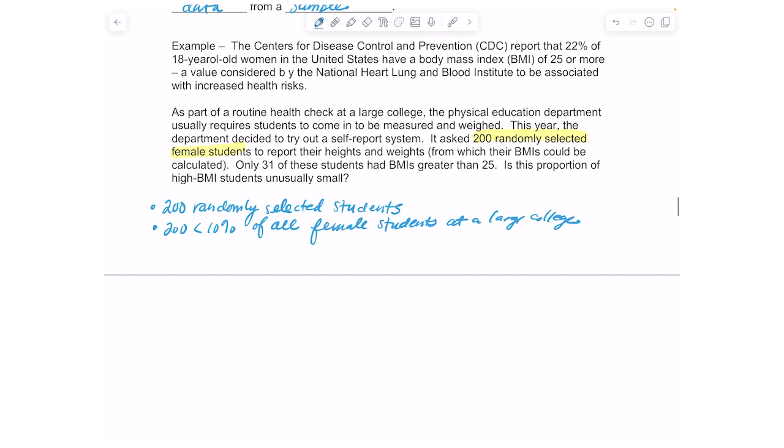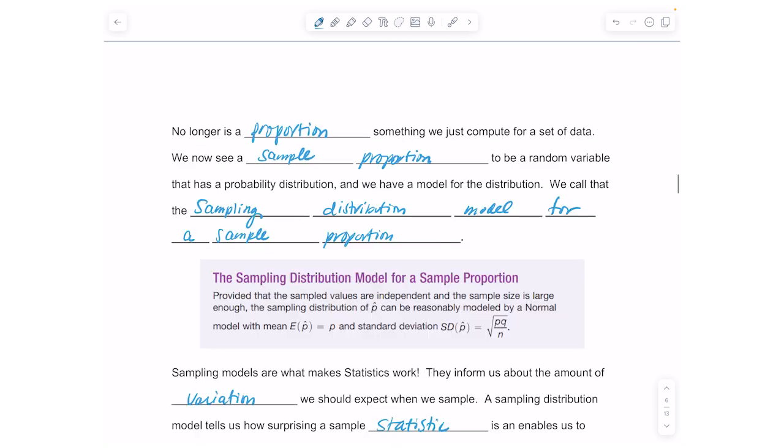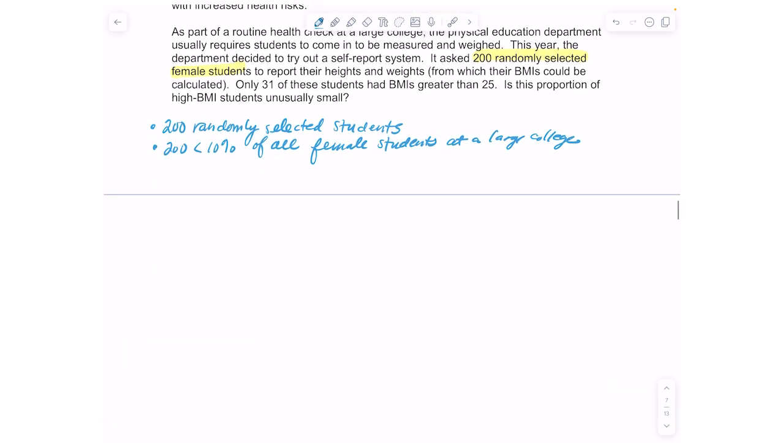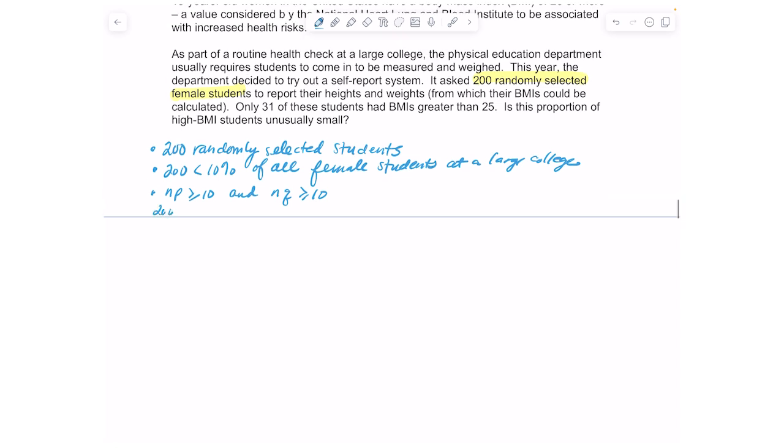Now, for the sample size assumption, and your book refers to it as the sample size assumption, you need to check the success failure condition. So for the success failure condition, we have to do n times p has to be greater than or equal to 10, and n times q has to be greater than or equal to 10. So n is my sample size, which is 200, and p is the proportion of students that have a body mass index greater than 25.